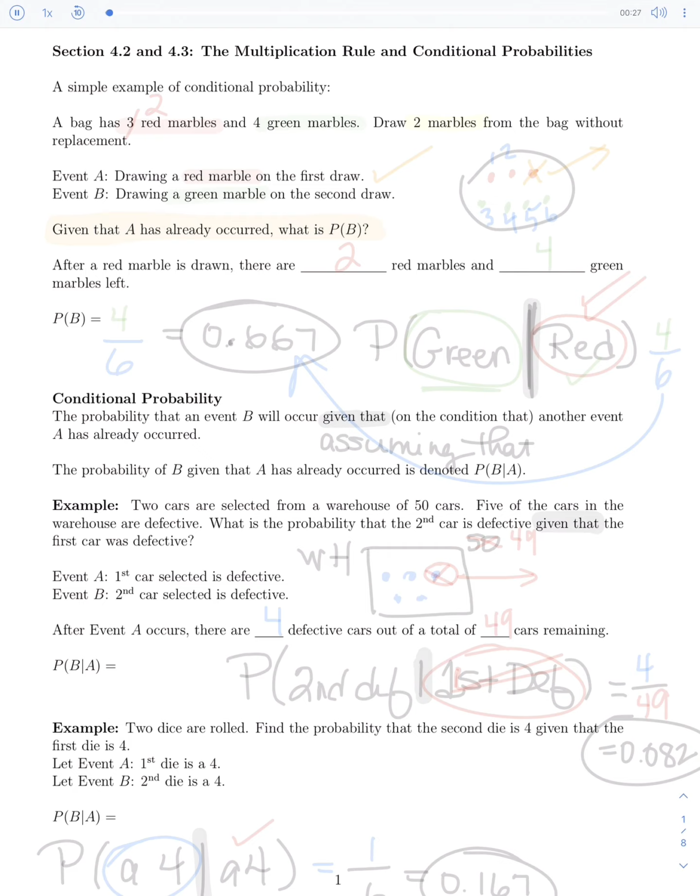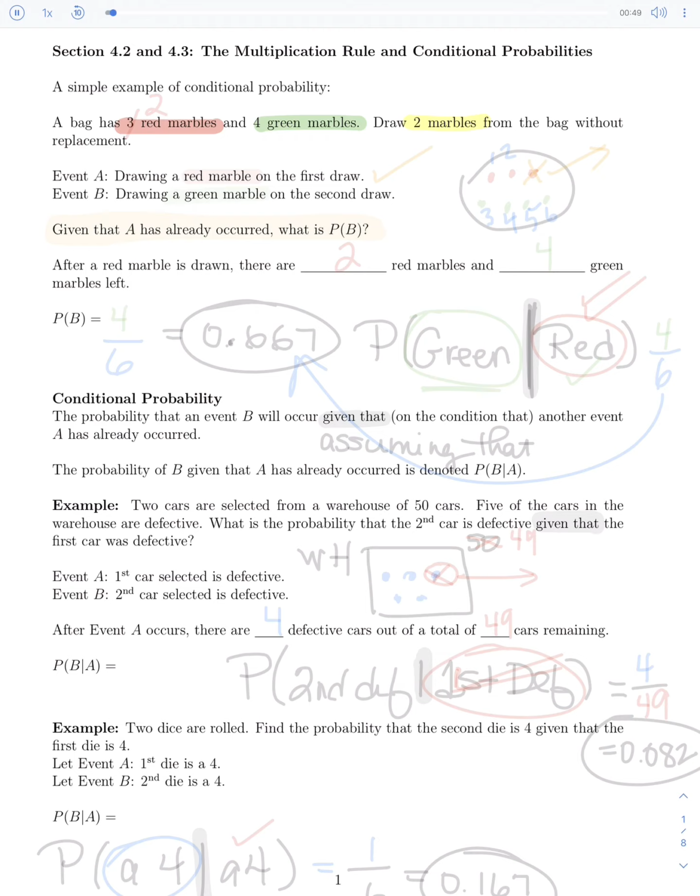Conditional probabilities are probabilities that change based on the given set of conditions. That's why it's called a conditional probability. It's changing based on the conditions. So here's a perfect example. We've got a bag that has 3 red marbles and 4 green marbles. And you're going to draw 2 marbles from the bag without replacement.